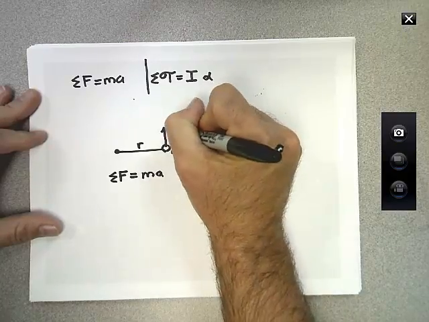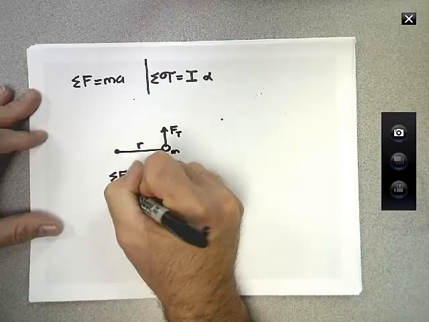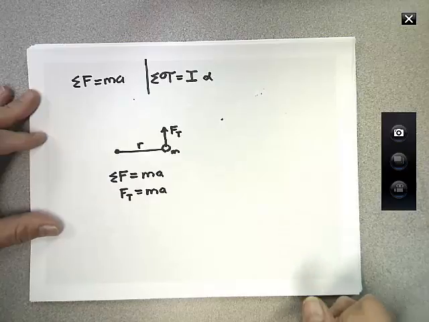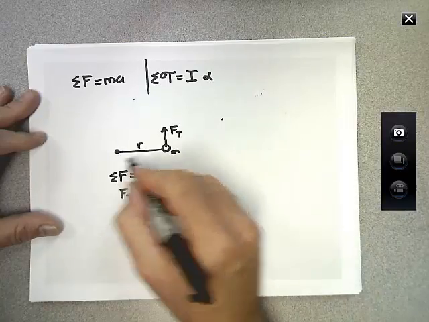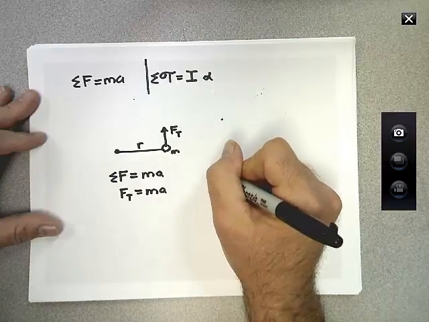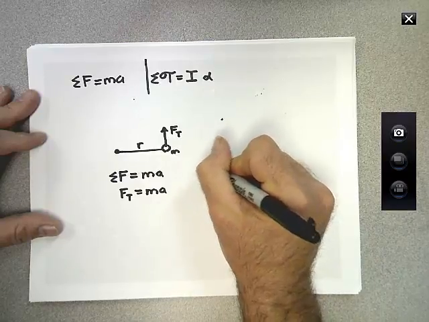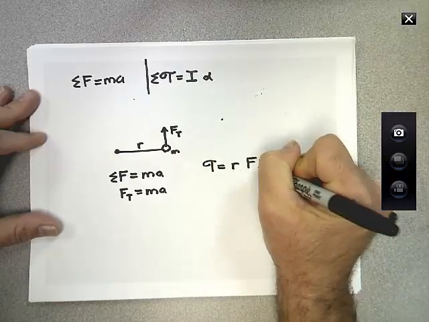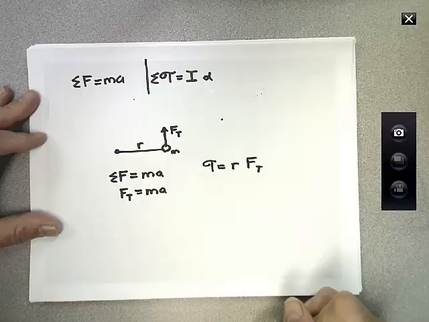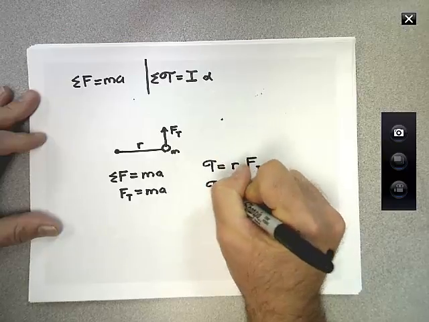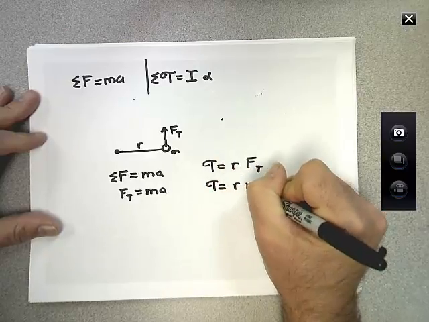So, well, if we say there's a tangential force on this thing, then that tangential force equals mass times acceleration. But we could also think of this as being a torque. So the torque on this thing would be r times F of t. Okay? But we could replace F of t with ma.